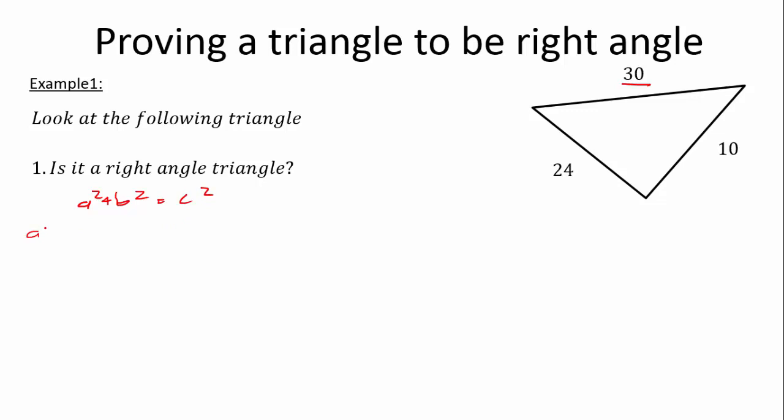So let's calculate what a squared plus b squared is, and then let's see if that is equal to c squared. Okay, a squared is 24 squared plus b squared is 10 squared. I've called this our a, this is our b, and this our c. And c squared is 30 squared.